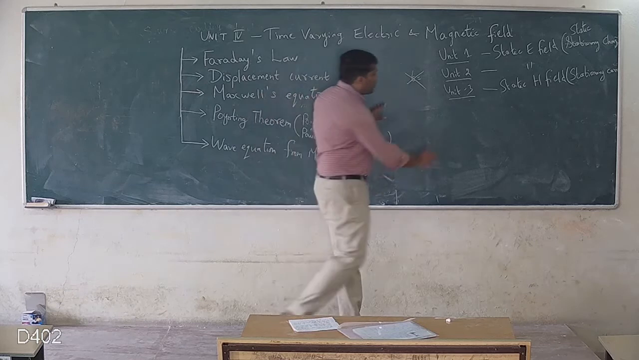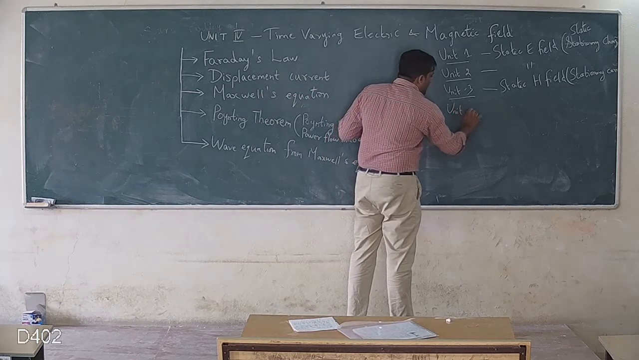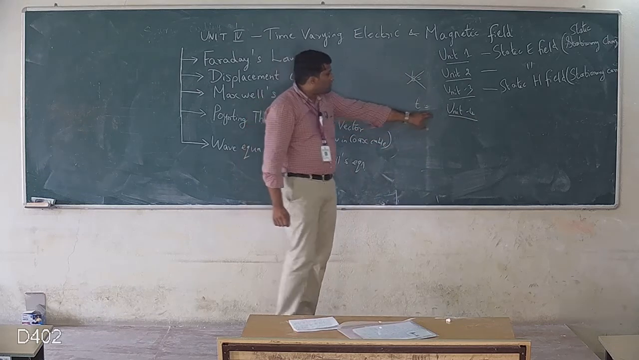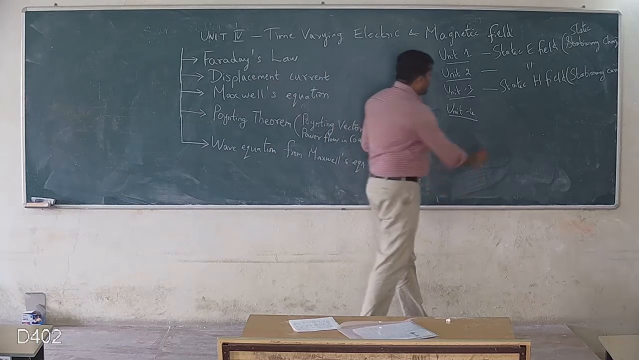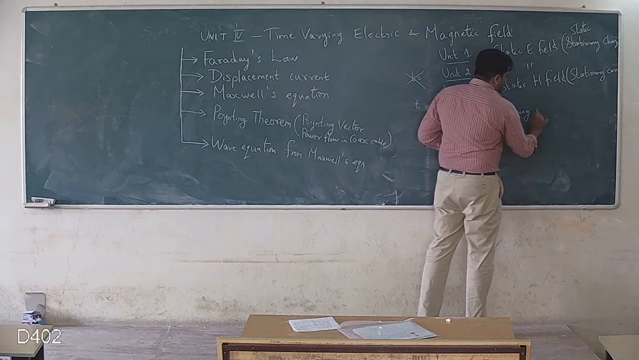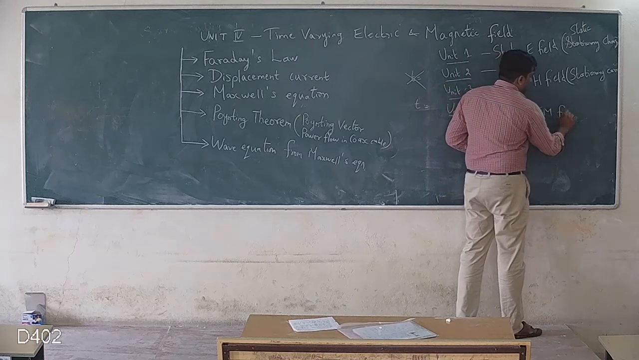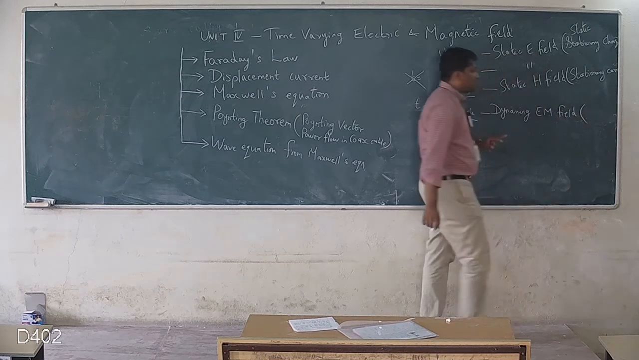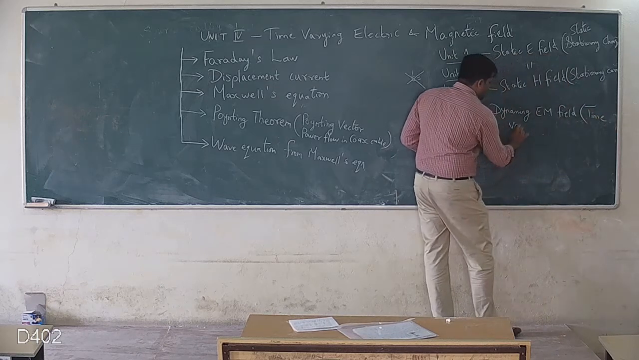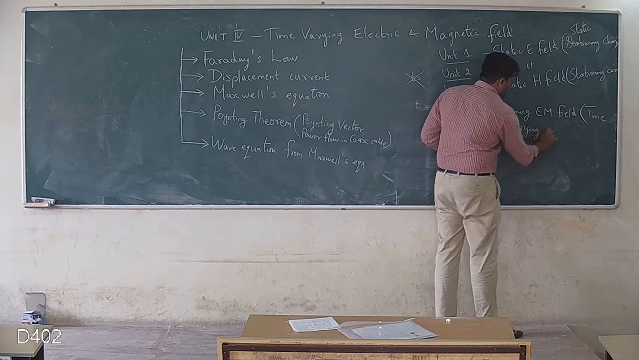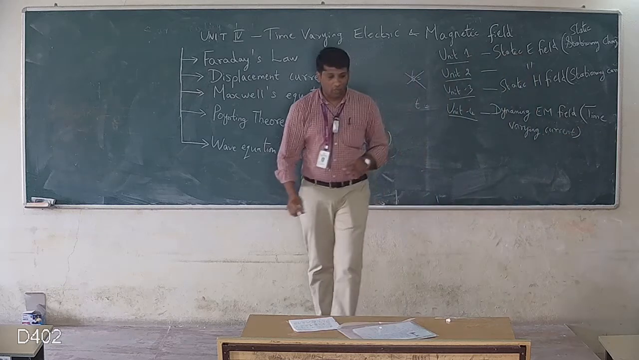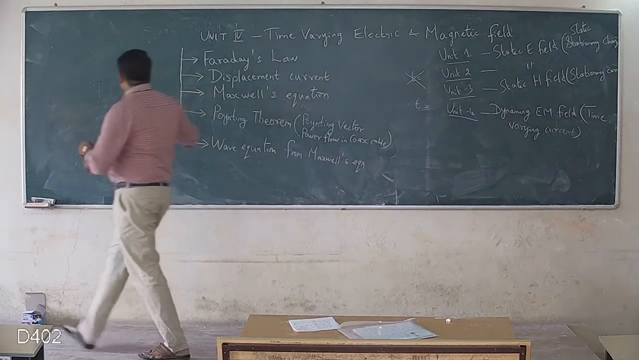Whereas in unit number 4, we will take time into consideration. So time will be considered. In unit number 4, we have dynamic EM fields. This is because of time varying current. So this is a short summary, and now let me discuss what is Faraday's law.